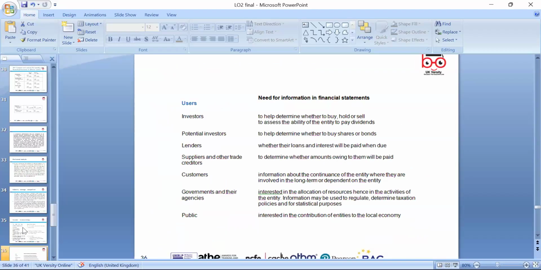The users of financial statements can make various financial decisions. An investor can decide, the public and various others, and government bodies like HMRC can decide whether taxes are being paid fairly or not. So these are the different decisions that can be made.